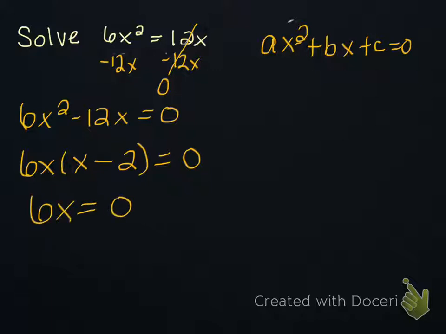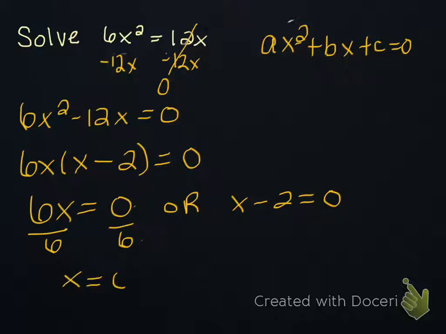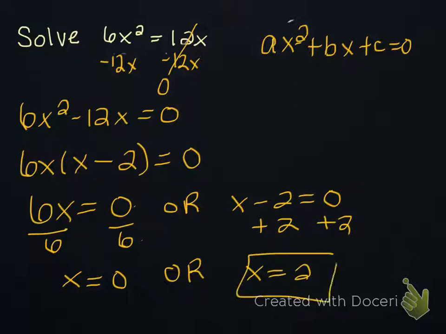6x is equal to 0, or x minus 2 is equal to 0. Here I'll divide by 6 on both sides, and 0 over 6 will give me x is equal to 0, or add 2 to both sides, and I will get x equals 2. So my solutions would be x equals 2 and x equals 0.